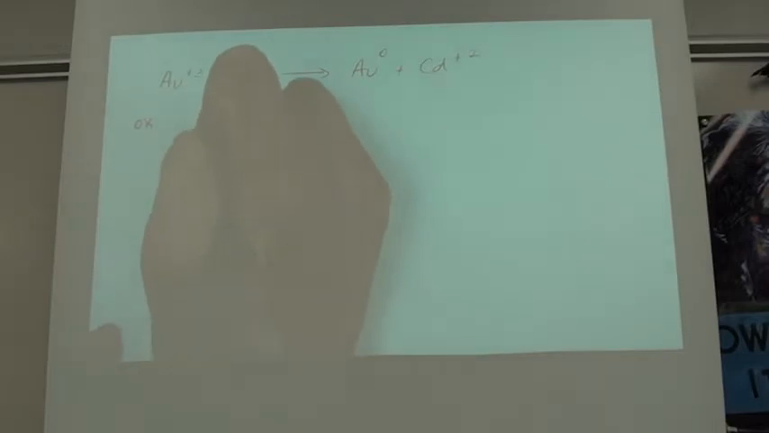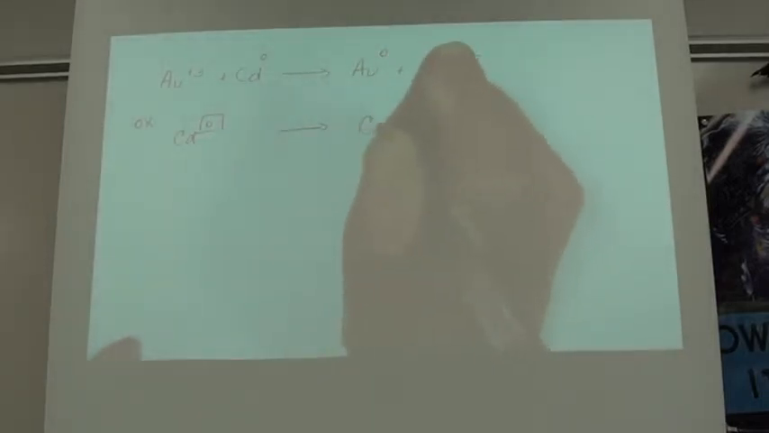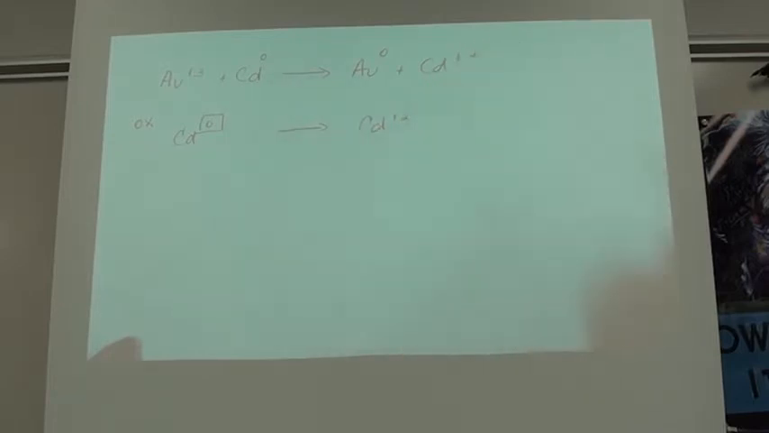What is oxidized here? What has lost electrons? Cadmium, with its oxidation number of 0. I'm going to box this 0 to remind myself that in the final equation, we would not put that there. The only charge in the final equation is for ions. That's a reminder not to put it in the final equation. Cadmium solid into cadmium ion.